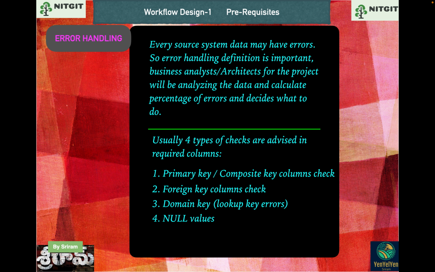And the last one we'll check is important column values that have to be present but are not coming from source, that is, null values check. So these are the four types of checks we usually advise. These are the error handling things we do.